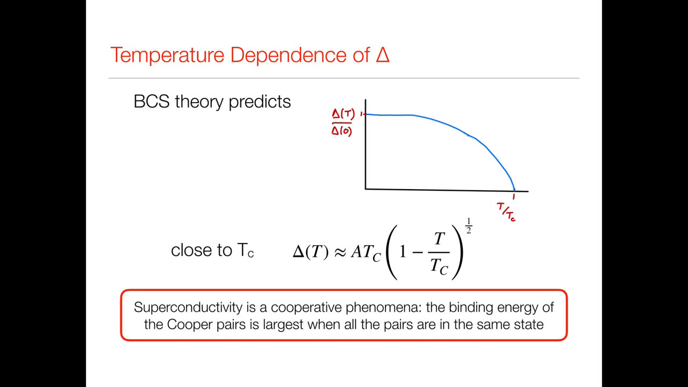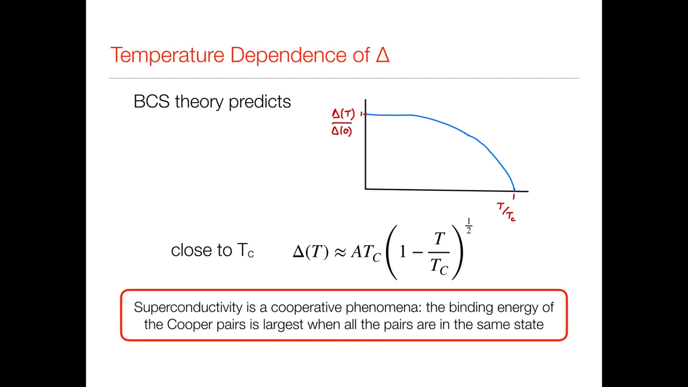This temperature dependence of the gap is interesting. Again, it's not what we have in semiconductors, where the gap is independent of temperature. It's because superconductivity is a cooperative phenomenon. The binding energy of the Cooper pairs changes, and it's largest when all the pairs are in the same state. At 0 Kelvin, all the electrons have paired up into Cooper pairs, and at that point the binding energy is the greatest. When you've only got a small number of Cooper pairs, the binding energy is smaller. So this is what we call a cooperative phenomenon.